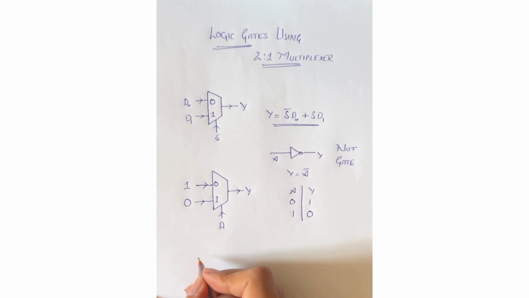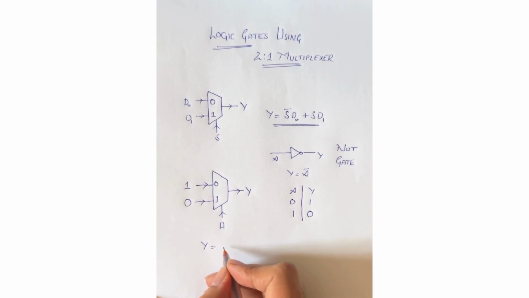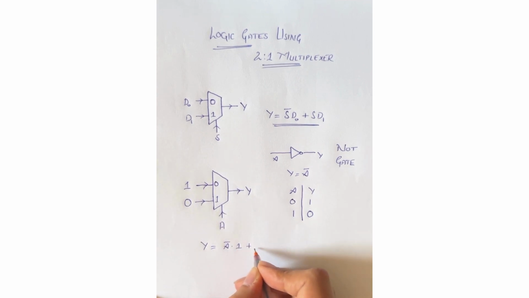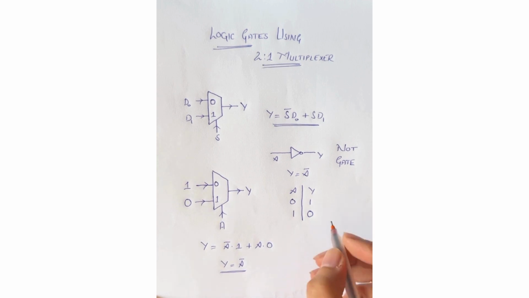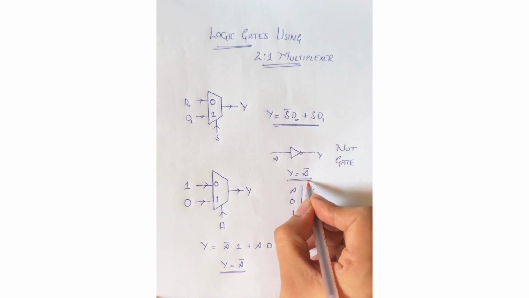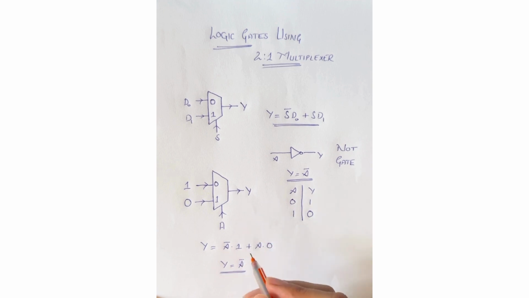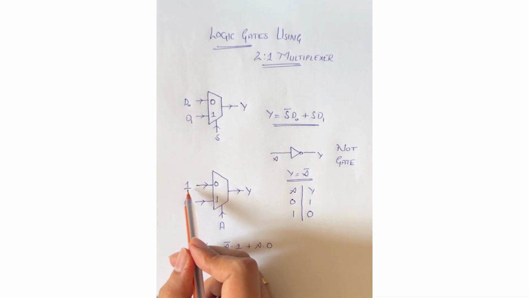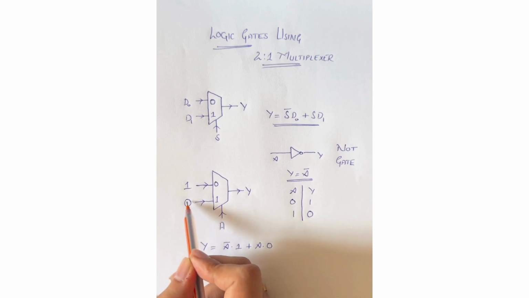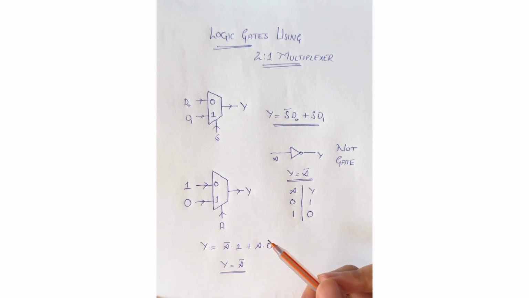Now, taking the Boolean expression for 2:1 MUX, we have A bar into 1 plus A into 0. Therefore, output becomes Y equal to A bar, which is the Boolean expression for a NOT gate. Hence, if we make the data line for selection 0 as 1 and for selection 1 as 0, we can make a 2:1 MUX into a NOT gate.